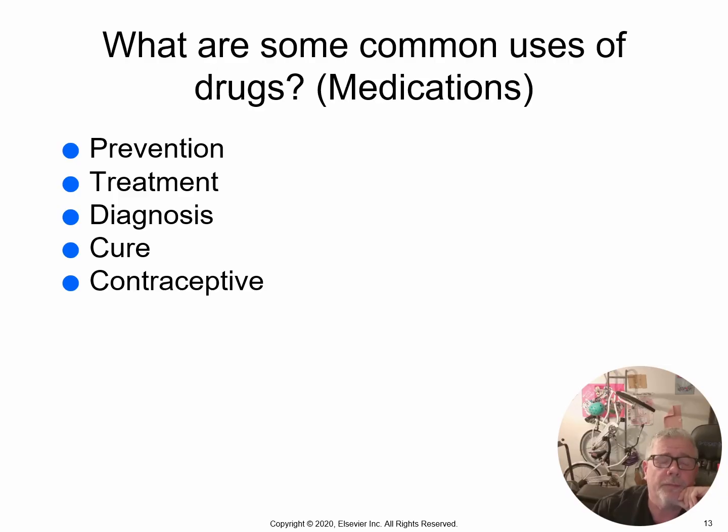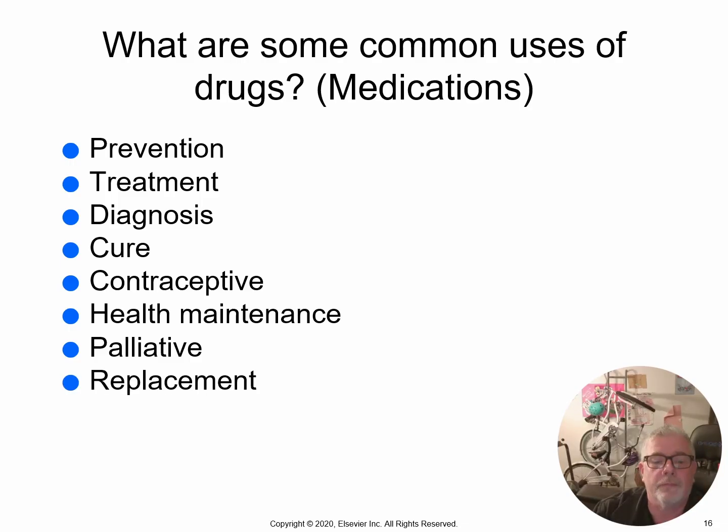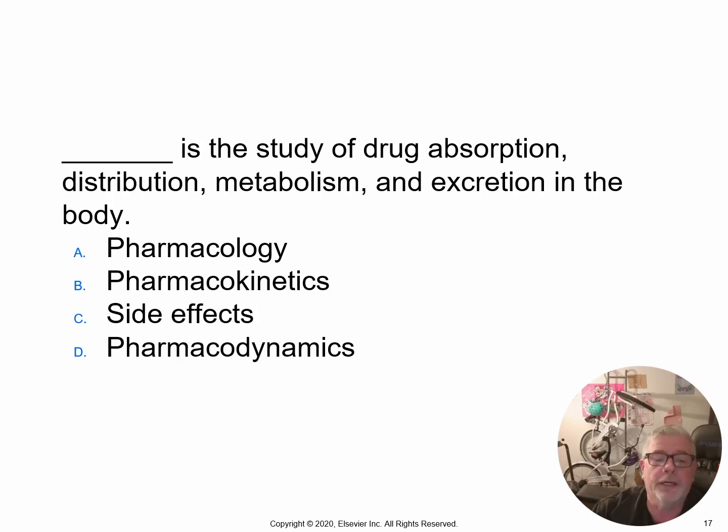Contraceptive, to prevent pregnancy. Health maintenance, so things like to maintain cholesterol levels, diabetes levels, blood pressure levels. Palliative means to comfort. Usually when we refer to palliative care, we refer to things such as end-of-life care. Replacement. So there's sometimes when our body is not making enough of a substance, so we need to replace that substance. If you have a hypothyroid condition, you need to replace that thyroid hormone from the outside. If you have diabetes type 1 and you're not making insulin, you need to be given insulin from the outside.